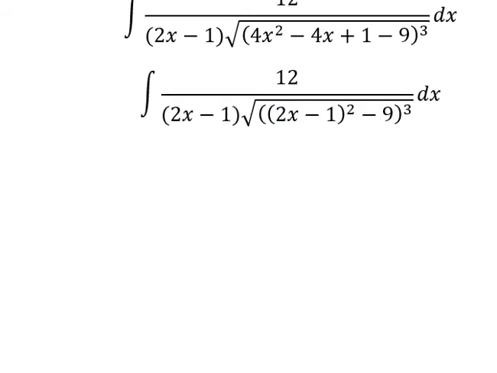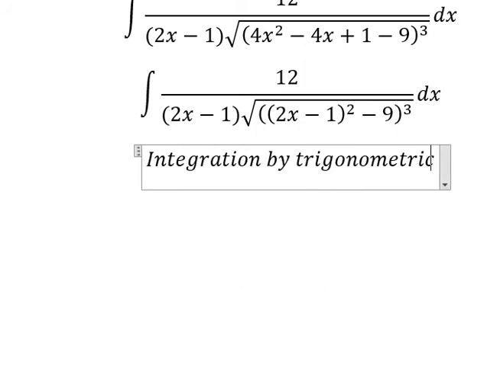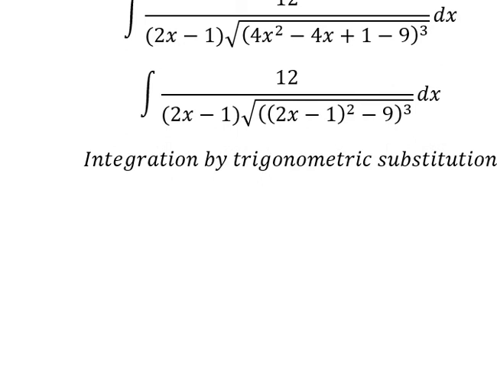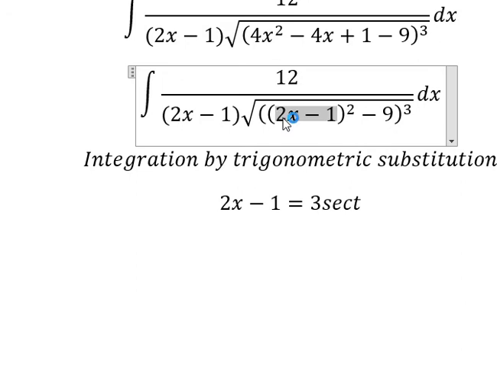Next, we can use integration by trigonometric substitution. So I will put 2x - 1 equals 3 secant of t. Because if I put this one here, we have 9 secant of t squared, 9 and 9.